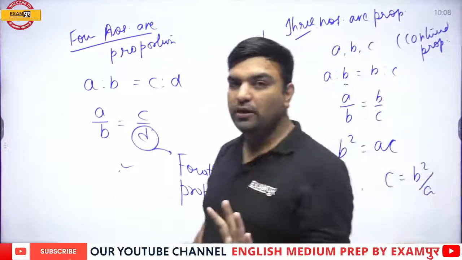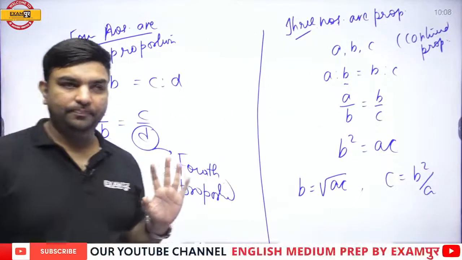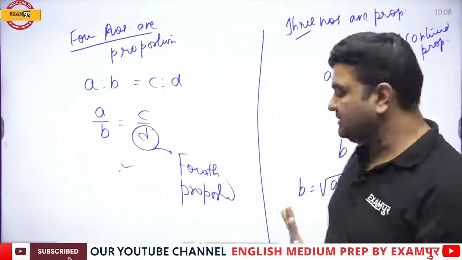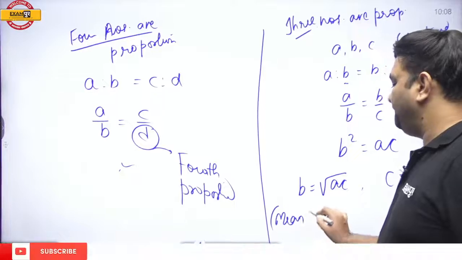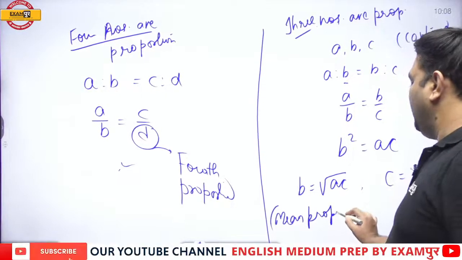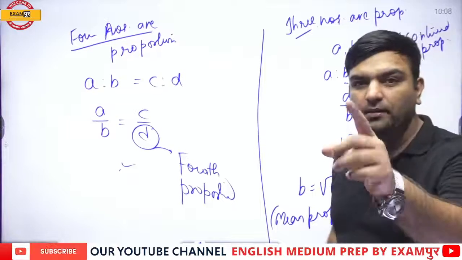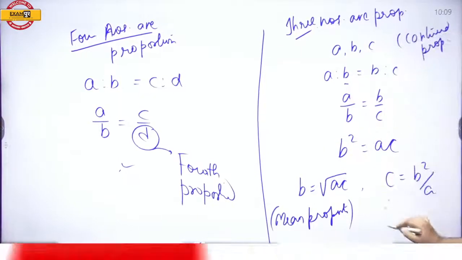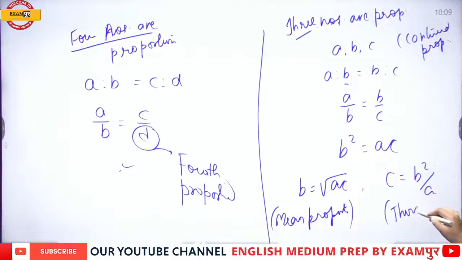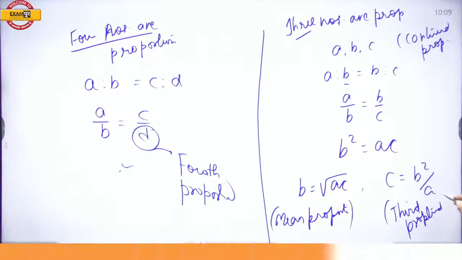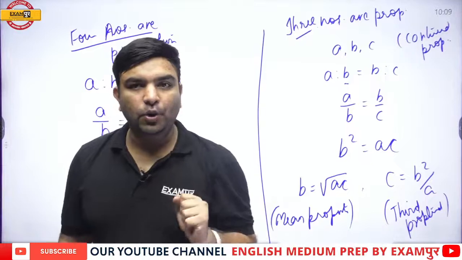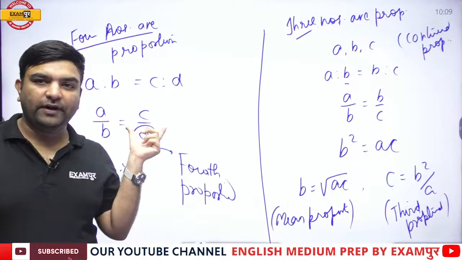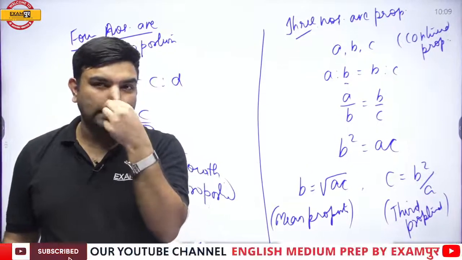Guys, B is also given a name and C is also given a name. The name of B is mean proportion, middle. Mean means middle. And C is the third proportion. So mean proportional and third proportional are defined in the continued proportion, and fourth proportional is defined in the case of four numbers, A, B, C, D.